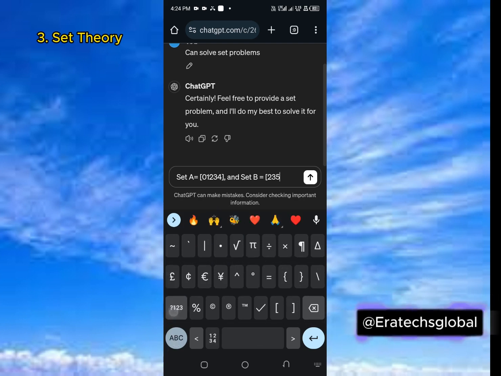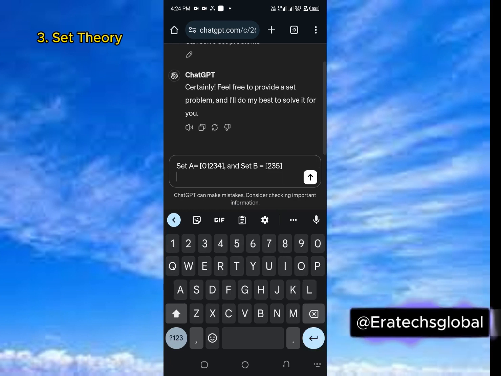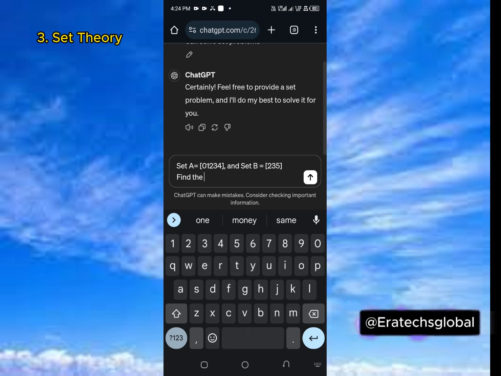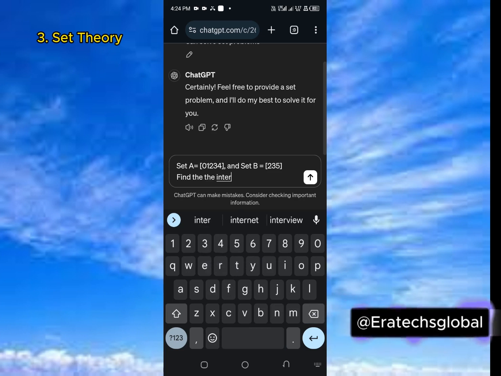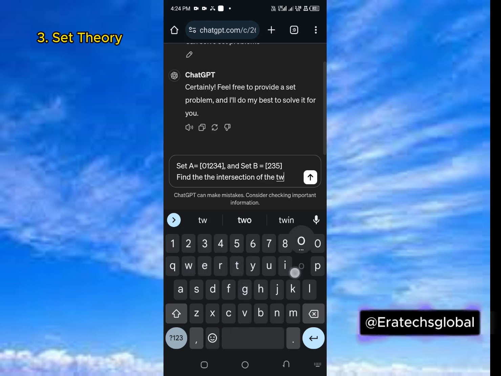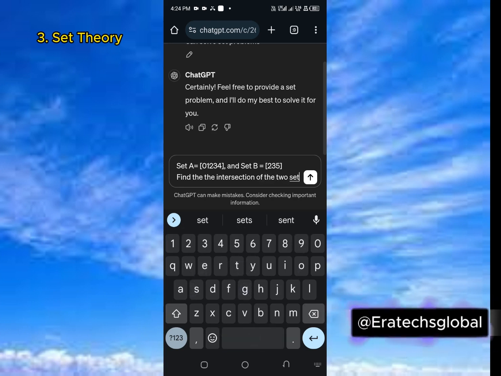Okay, and let's find out something. Now, what's the question there that we want to solve? Now, find their intersection of the two sets. Let's find out something.